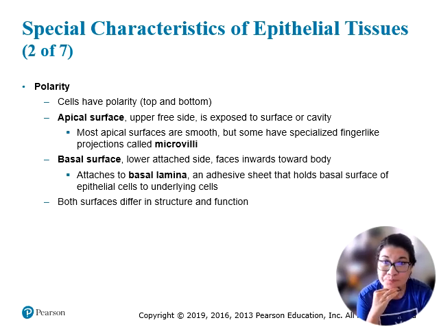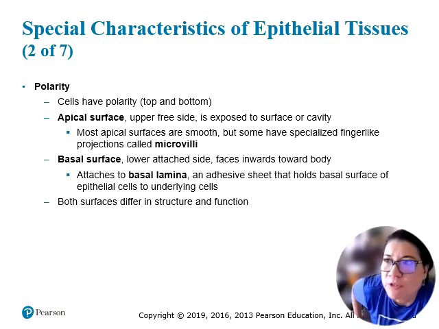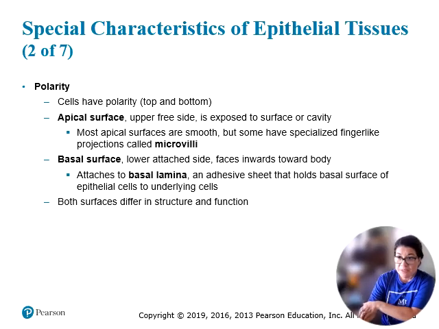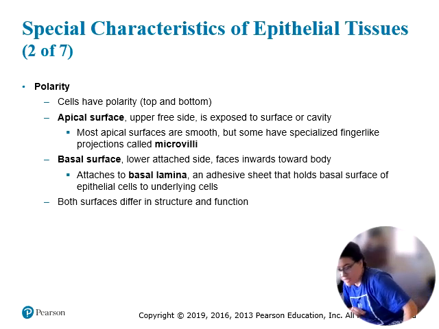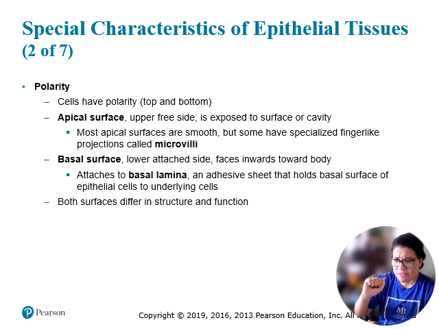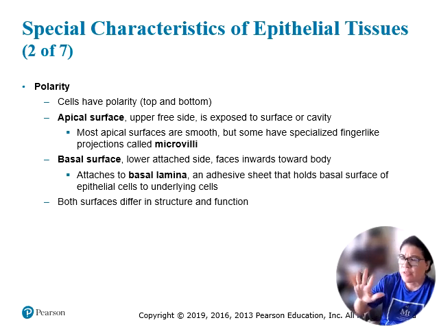So polarity, cells have polarity. There's a top surface and a bottom surface. So look for that as we look at different types of epithelial tissues. The apical surface is the top side. It's exposed to outside your body or in a cavity. And some of them have these little microvilli, which are like little fingers, and I think we've seen them before. So they absorb nutrients, or they have some other function.